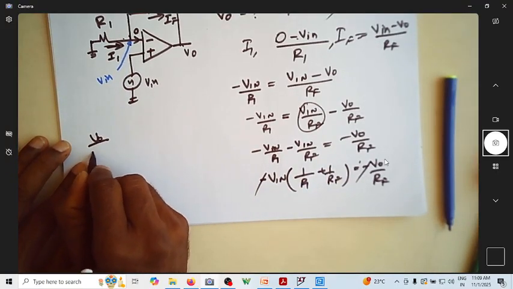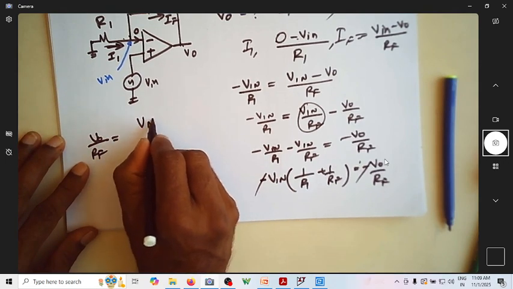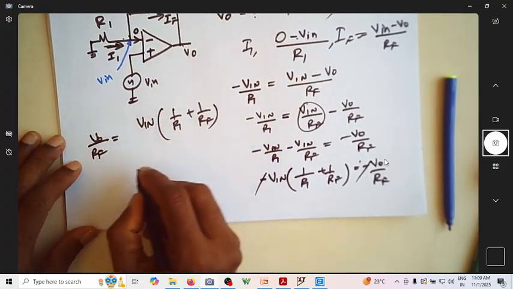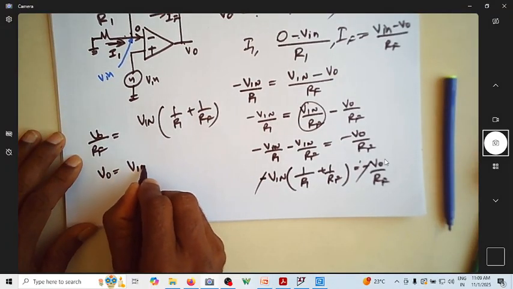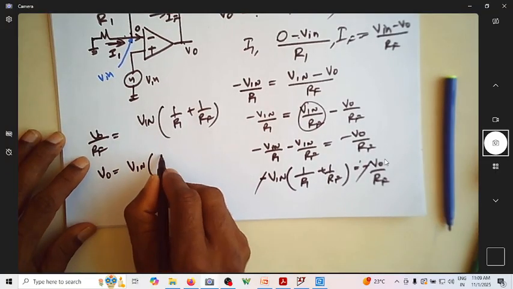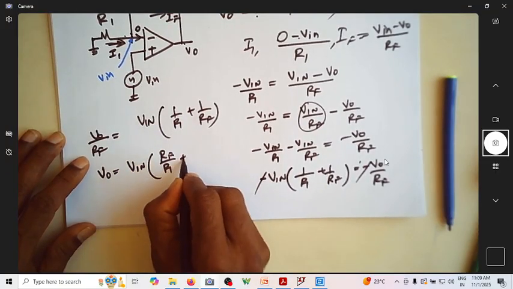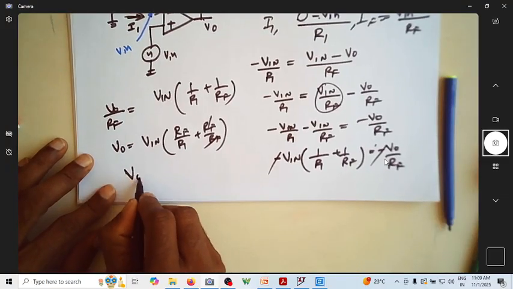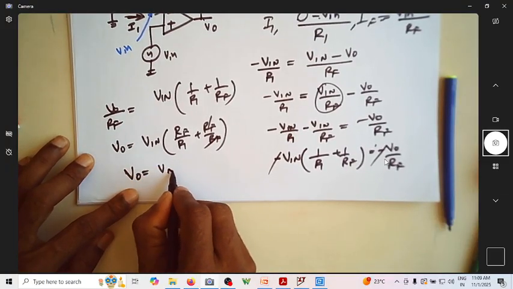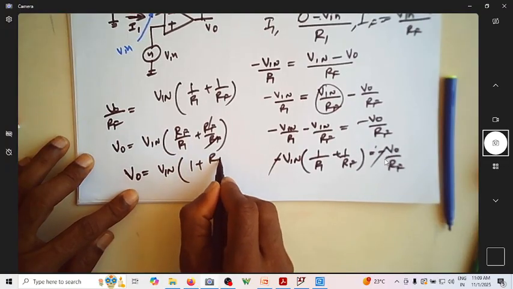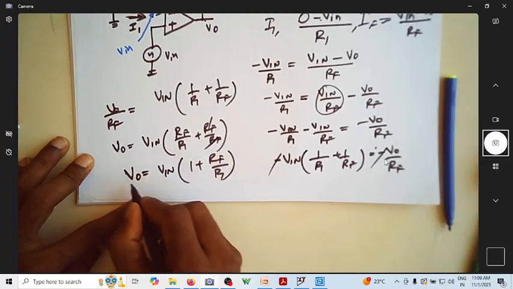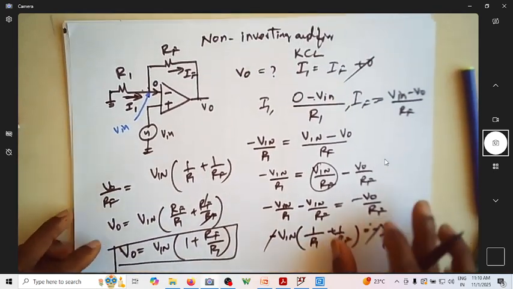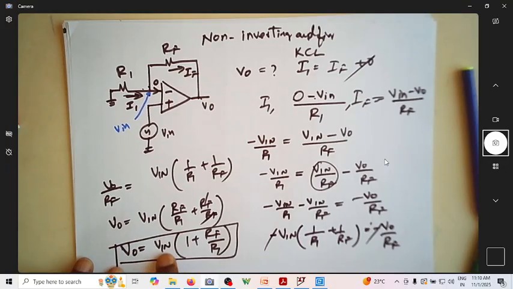So V naught by RF is equal to V in into 1 over R1 plus 1 over RF. Now I can write V naught is equal to V in, you multiply this RF here. Is it not RF by R1 plus RF by RF? Now this will go off. So can I now write V naught is equal to V in into 1 plus RF by R1? This is the expression for the output voltage in terms of V in and RF and R1.